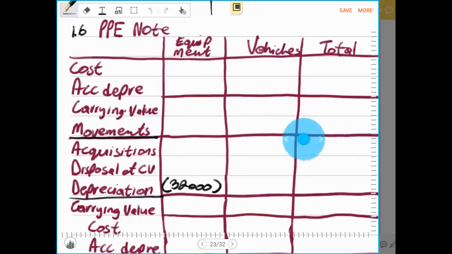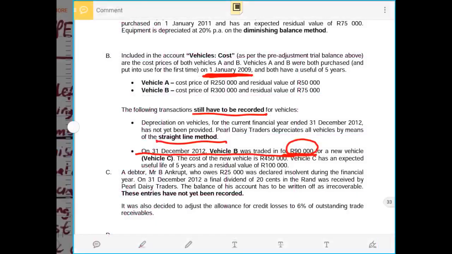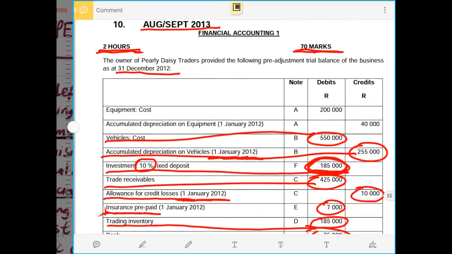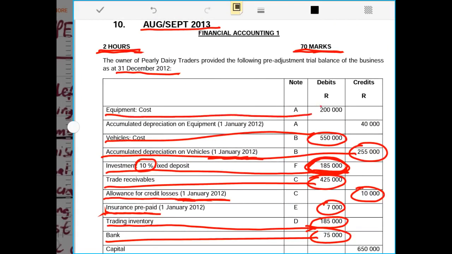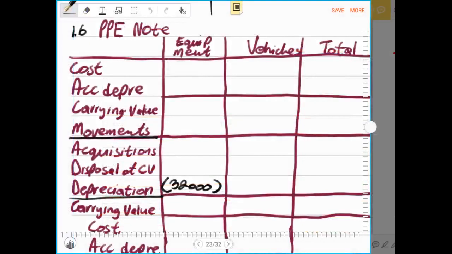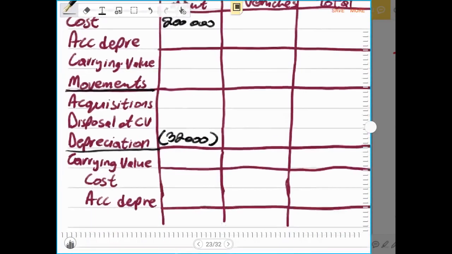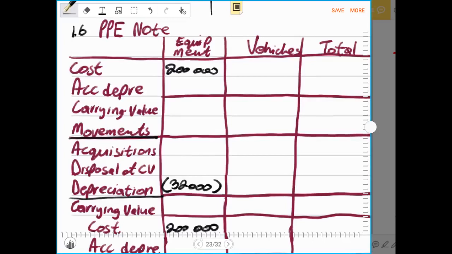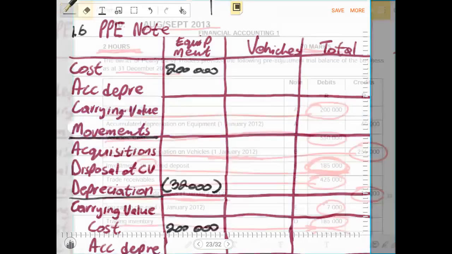Equipment, we were not told of any disposal or any purchases. So now the opening balance of equipment is given there as 200,000 rands. And since there was no purchase of equipment, the opening balance becomes the closing balance. So the cost at the opening will be 200,000 rands and the cost at the closing will be 200,000 rands.